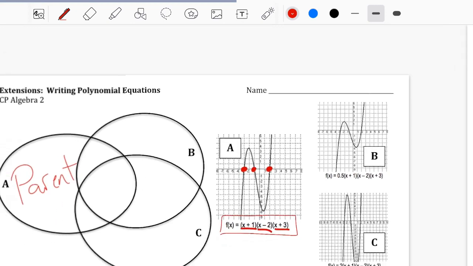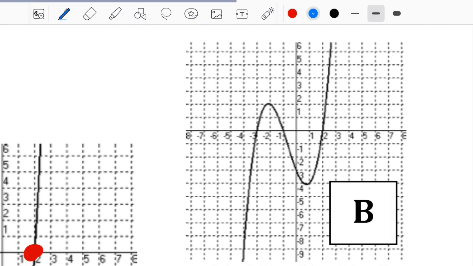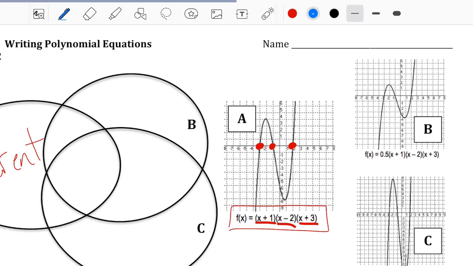So we have the parent graph. But how about B? Equation B, graph B. It seems to be the same equation, but it's got a coefficient. It's got a coefficient that has changed the shape of the graph. Do you remember, if the coefficient is less than 1, the graph is going to look compressed. It's going to look like somebody pushed on the graph. But even though the graph is compressed, let's make sure we make note that graph B is compressed. The a value is less than 1.